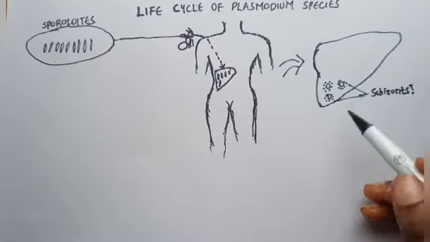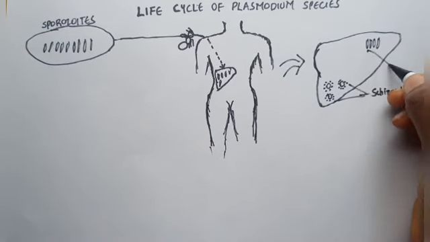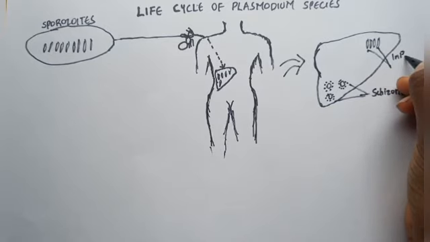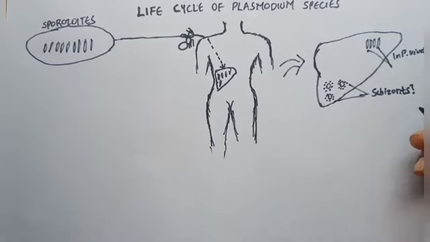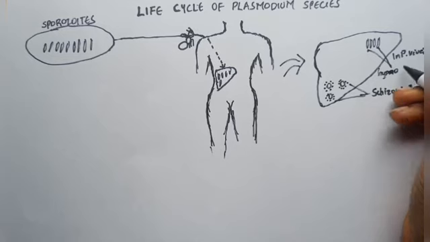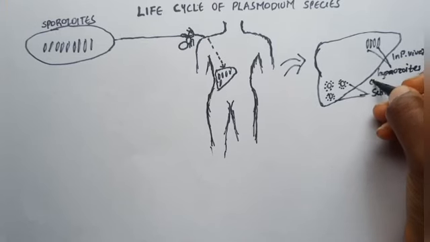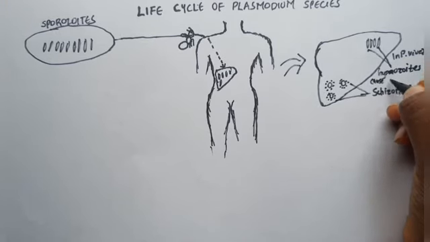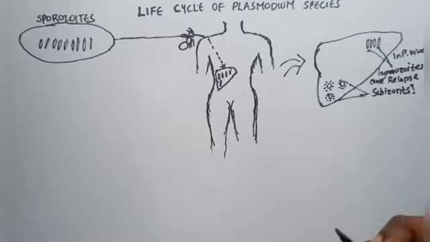Note that in P. vivax and ovale, not all the sporozoites will mature into schizonts immediately. Some of them remain dormant in the liver. We call those ones hypnozoites or sleeping animalcules. Their purpose is to remain there and then maybe wake up one day, months or years after a person has been treated of malaria and cause the person to have malaria again. This is known as a relapse.